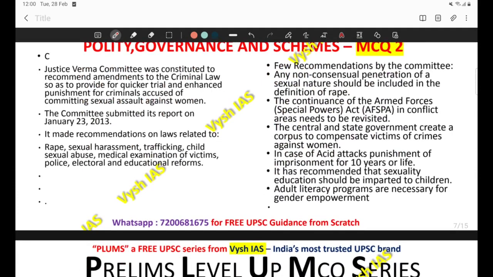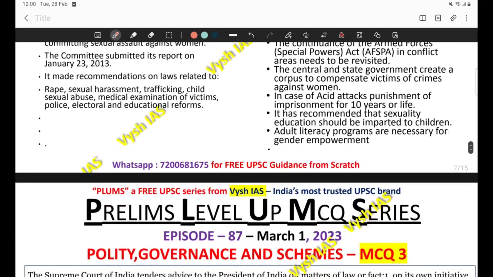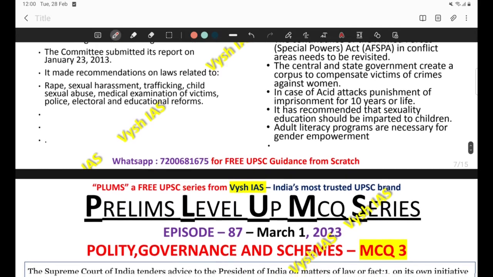It is not going in depth into the matter, such as the particular recommendations or something like that. It is not going that deep. It is stated in a simple manner. So this has a high probability of being correct. You can go with option C, both 1 and 2. And for your reference, I have given certain recommendations. Since this is an important committee, you can go through this.